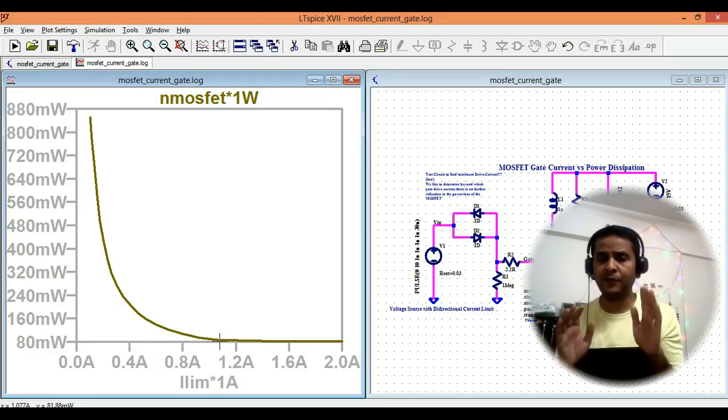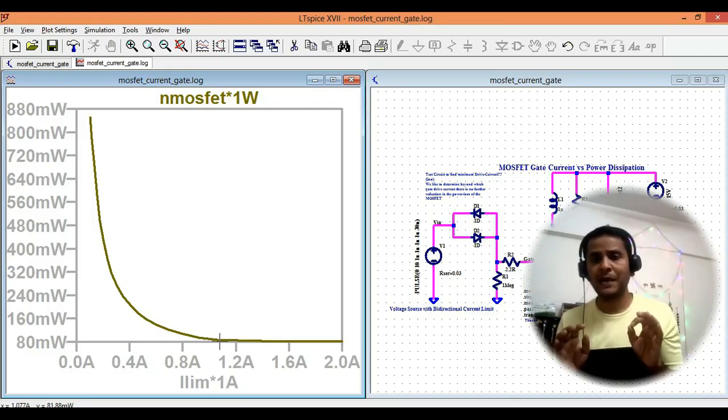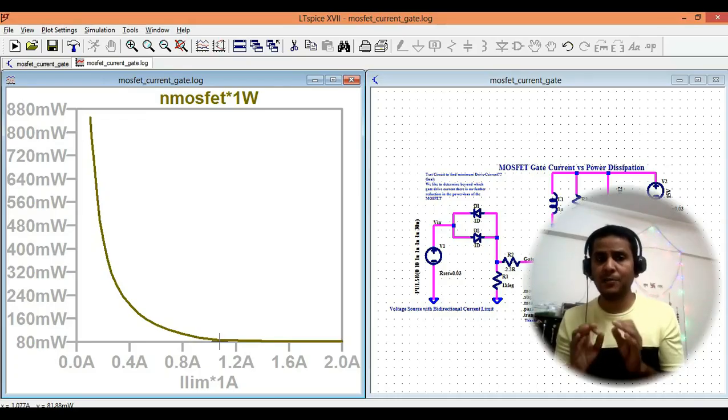You have to be very careful while designing the gate driver for the MOSFET, in order to source the minimum amount of current that the MOSFET gate needs. Otherwise there is a possibility that your MOSFET will get damaged if you don't take care of this. So that is what I wanted to show you today.